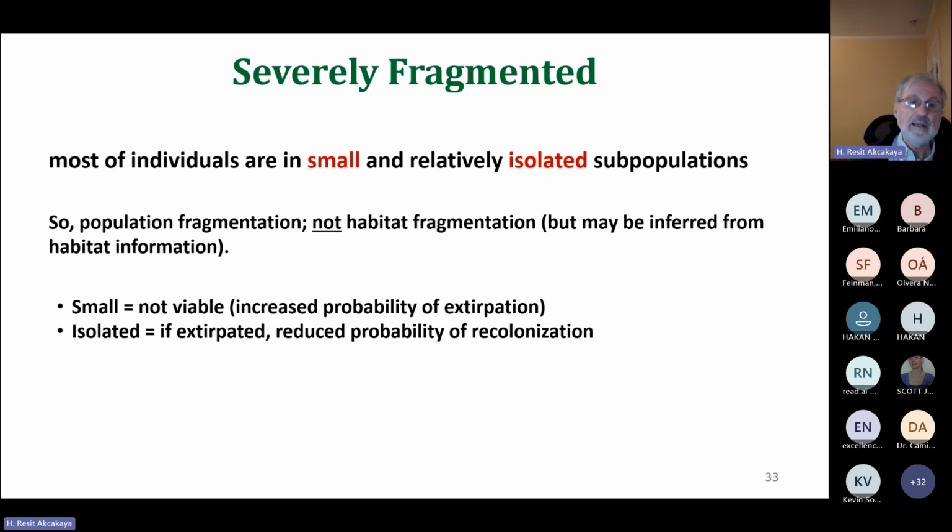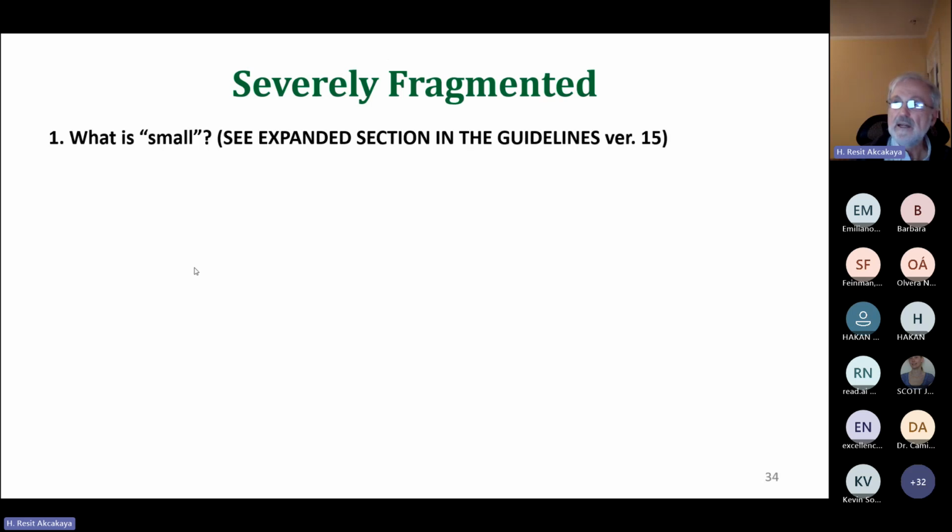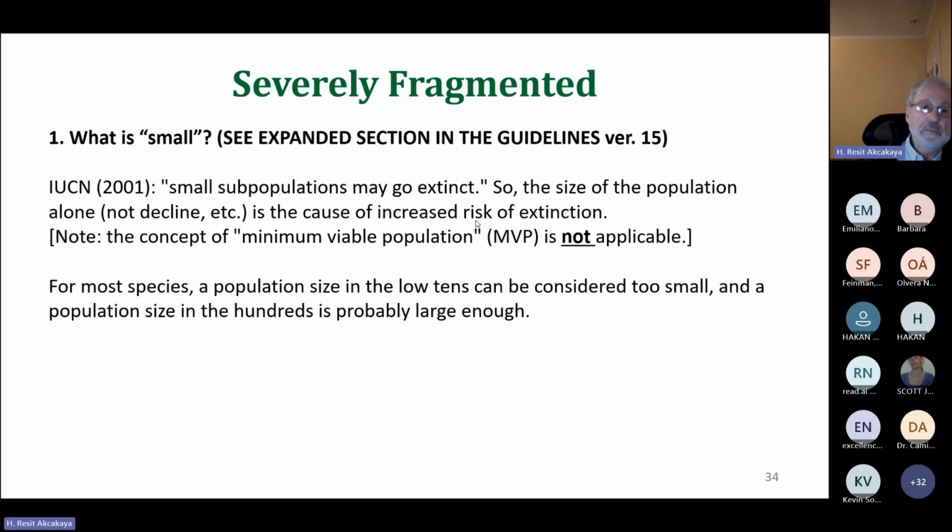So small means that it's a population that is not viable. In other words, without exchange with other subpopulations, it is likely to go extinct in the future. It has a high likelihood of going extinct in a short period because it is not viable by itself. Isolated means that if a population goes extinct, it is so far away from others that it has a very small probability of recolonization. Then, after you decide this, and there are guidelines, starting with version 15, we added more guidance on what we mean by small and what we mean by isolated.